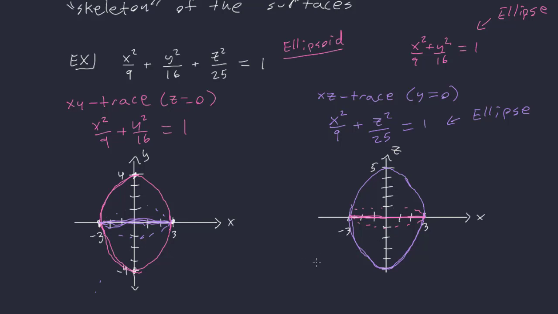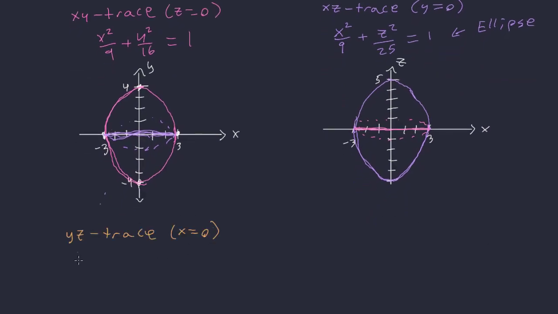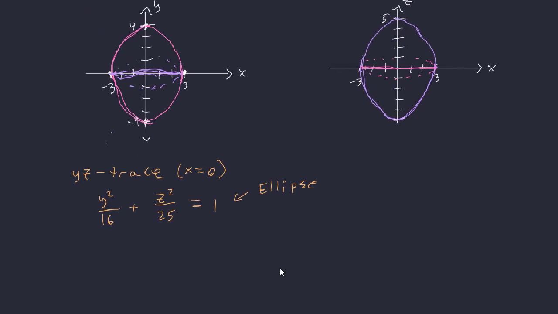Now let's look at the third trace, which will be the YZ trace. This is where x is equal to 0, so we get y squared over 16 plus z squared over 25 equals 1, and this is, what do you know, another ellipse. If we were to graph it, we'll go 4 in the y direction and 5 in the z direction.